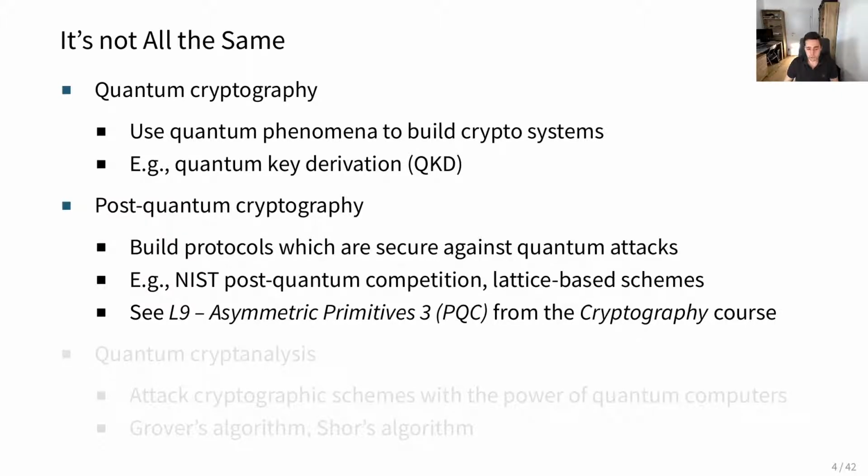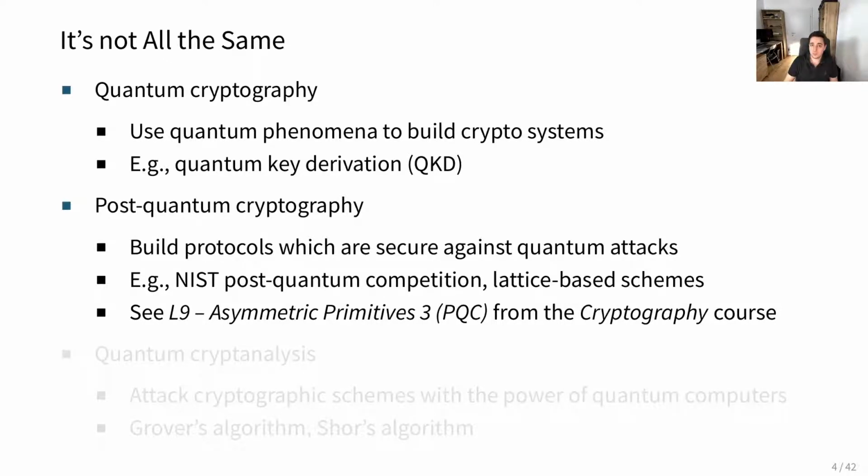So if you remember, there was the lecture about asymmetric primitives in the cryptography course from last term. And in this lecture, some post-quantum competition was mentioned, essentially a NIST competition. In this competition, the goal is to find classical algorithms which are still secure if we assume that quantum computers are available. Some of them are, for instance, lattice-based schemes. So these are two things we can do, and these are a bit different: quantum cryptography and post-quantum cryptography.